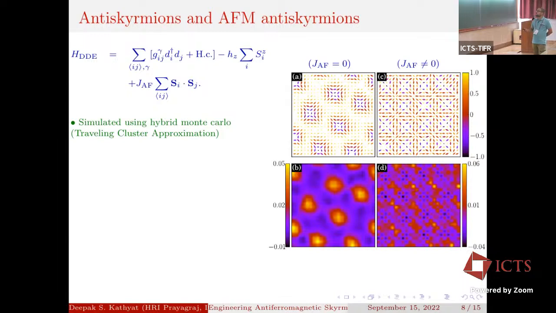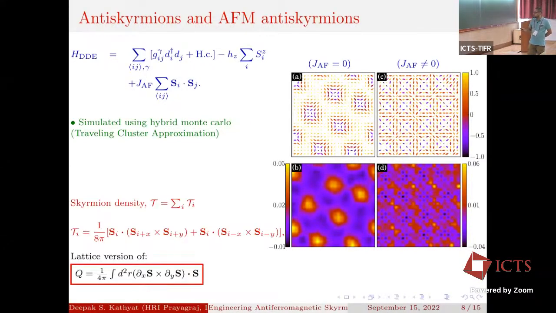For zero antiferromagnetic coupling, we can see anti-skyrmions occurring in the system, and for finite JF, in some parameter regime, we find antiferromagnetic skyrmions and antiferromagnetic anti-skyrmions. We also plot here the skyrmion density map for these objects. The skyrmion density is the sum of the local skyrmion densities, and the local skyrmion density has this expression, which is the lattice version of the topological charge I showed in the first slide.